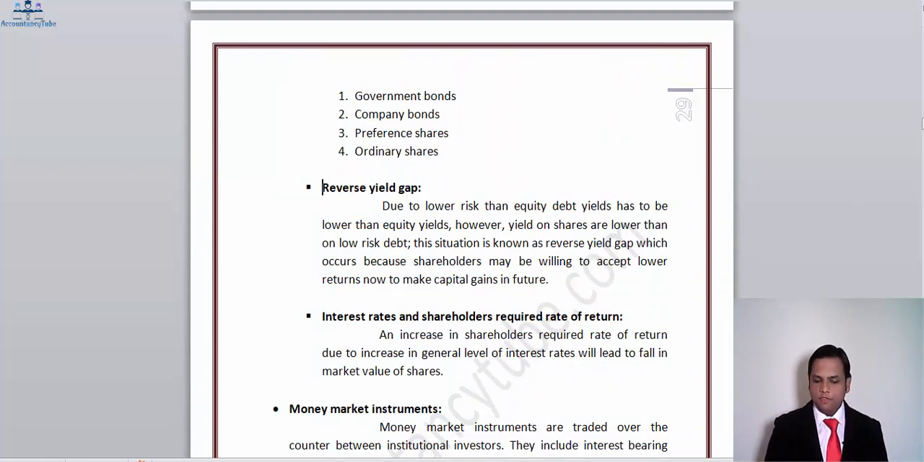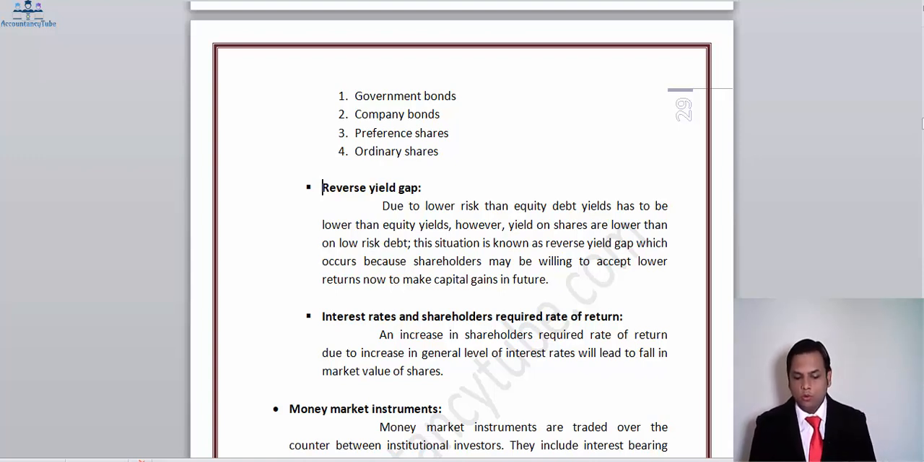Yeah. Then we have reverse yield gap. Now, due to the lower risk than equity, debt yields have to be lower than equity yields. However, yields on shares are lower than on lower risk debt. The situation is known as reverse yield gap, which occurs because the shareholders may be willing to accept lower returns now to make capital gains in future.